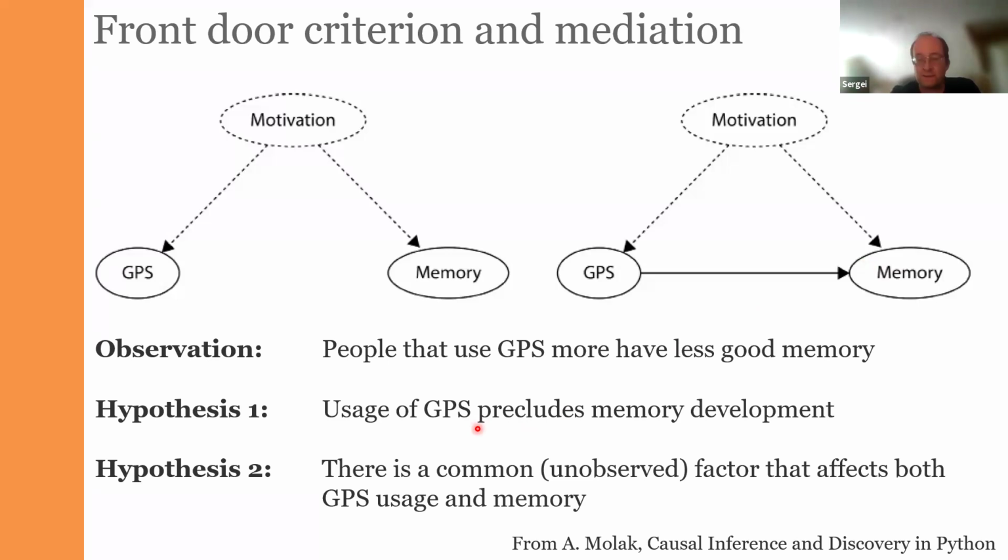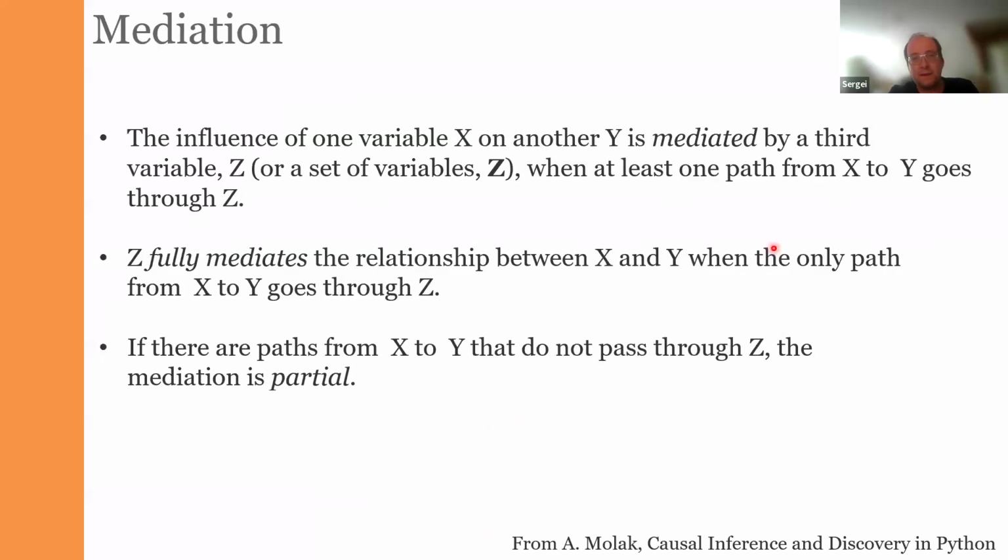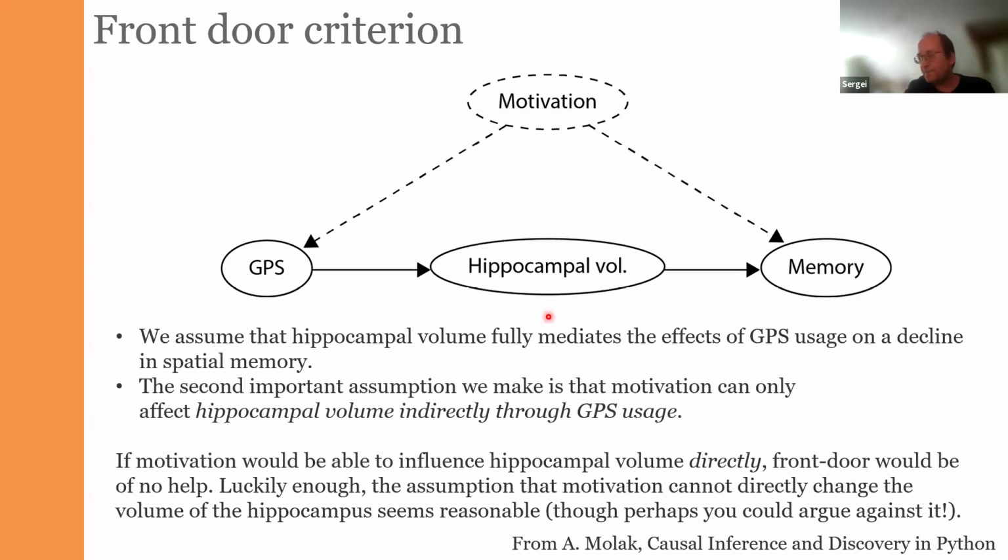What can be done in those cases? This is called the mediating case, when we say that the influence of variable x on y is mediated by a third variable z when there is at least one path from x to y that goes through z. And of course, there is a fully mediated case when it only goes through z, and there are cases where some paths go through z and some do not. That is called partial mediation. And this is an example of how this mediation approach can be used to solve this relationship between the GPS and memory.